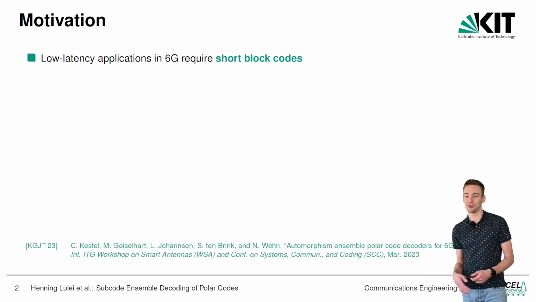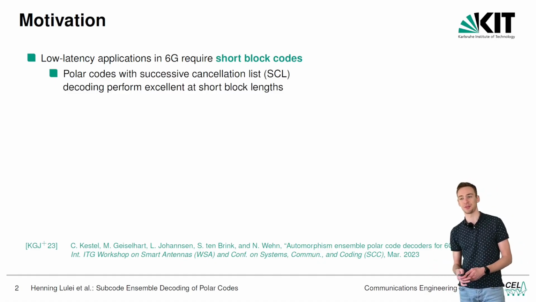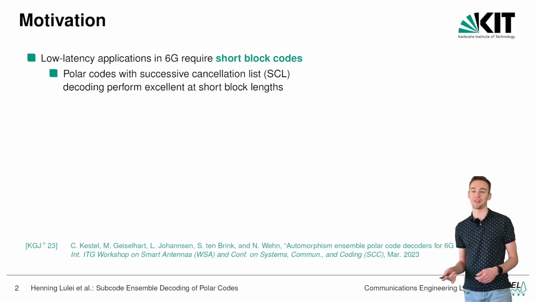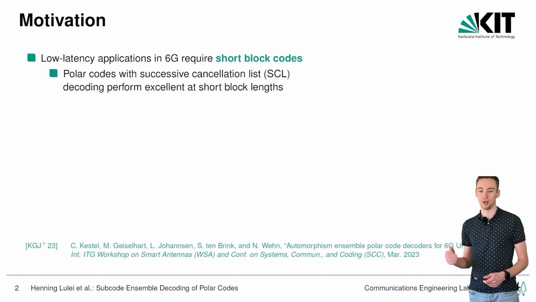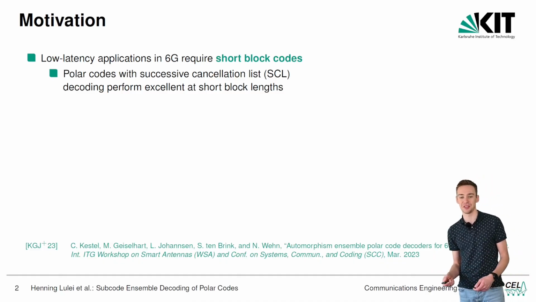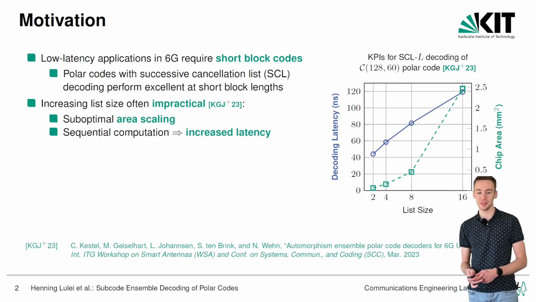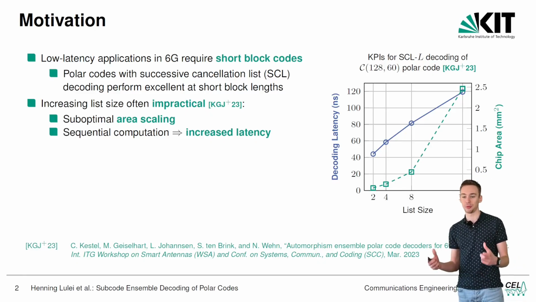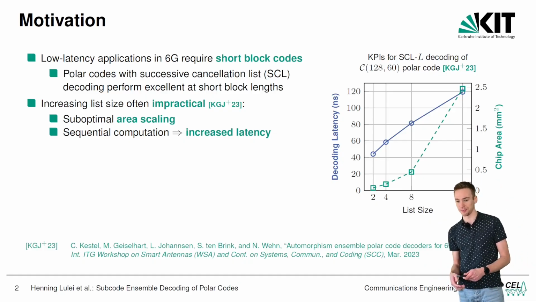Low latency applications such as 6G require us to use short block length codes. And polar codes have emerged as a very promising candidate because together with successive cancellation list decoding, they perform excellent at short block length. And if we want to further increase performance, a very good option is to just increase the list size. However, increasing the list size comes at a hefty cost, as the required chip area scales suboptimally and the latency is increased as well.